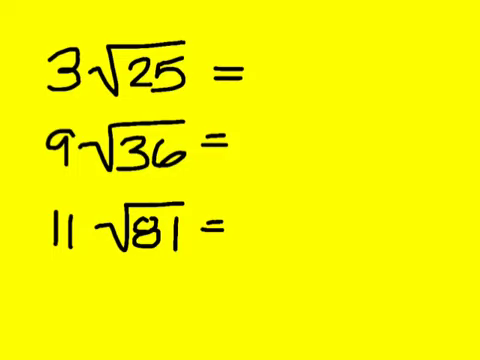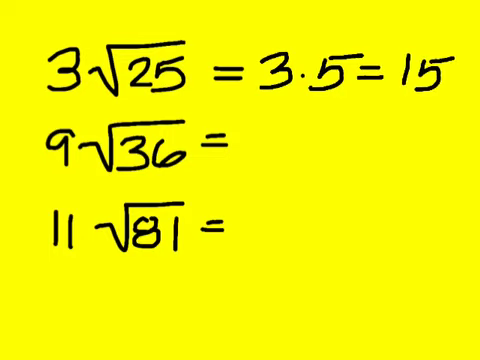Example problem number 3. Now you're going to have a number out to the left of your square root, and that means you multiply them together. So for example, what's the square root of 25? 5. So you'll have 3 times 5. The answer is what? 15.